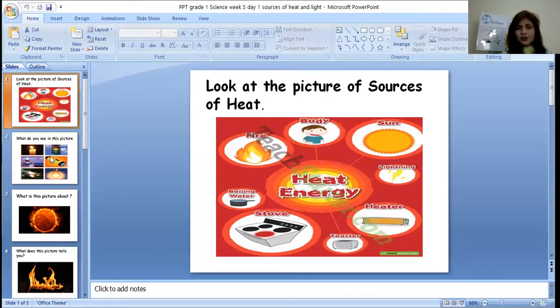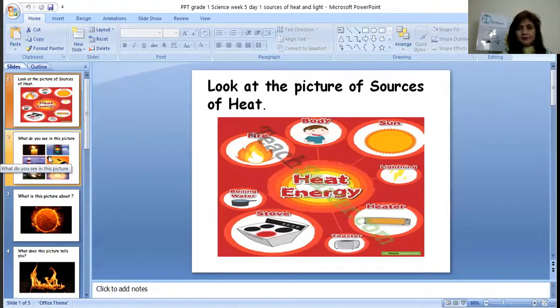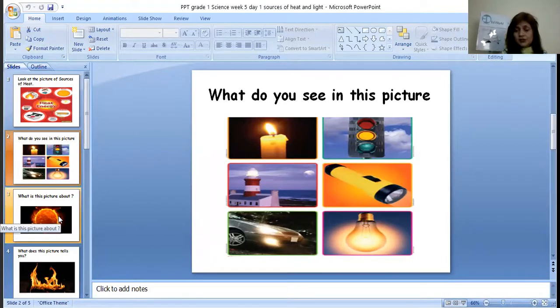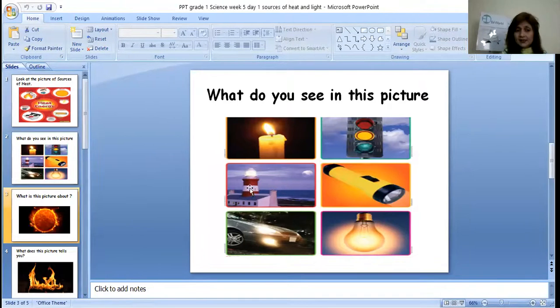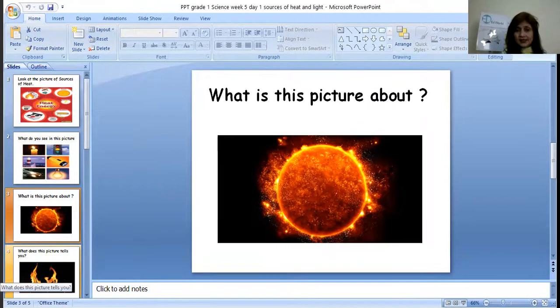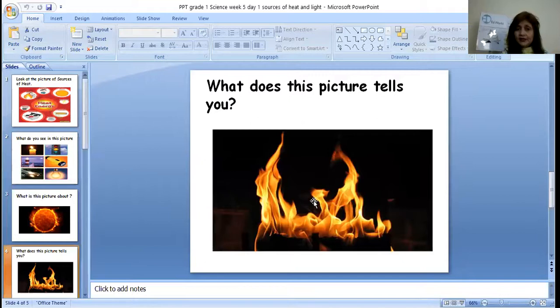Okay. Now, what do you see in this picture? Here, you can see a candle. It's also a source of light. This is a torch, a bulb, and car lights. These are all different sources of light. But this is the main source, the natural source, and this is the sunlight. Sunlight is the main source of light. Then we get the light from the fire. They are also main sources of light.